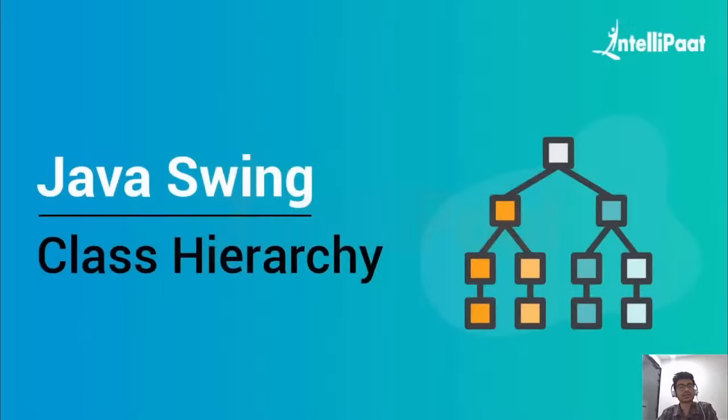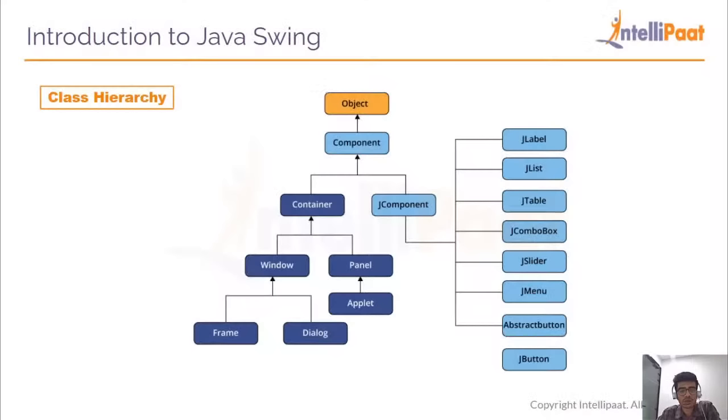Now moving on to the next topic, the class hierarchy of Java Swing. This is the class hierarchy of Java Swing. As you can see, Object is the superclass and every other class is a child class or subclass of it. Now let us zoom out. Every component in Swing has a capital J prefix. Whenever you see JLabel, JList, JSomething, that means it is from the Swing framework. Let us traverse the arrow marks and see the hierarchy.